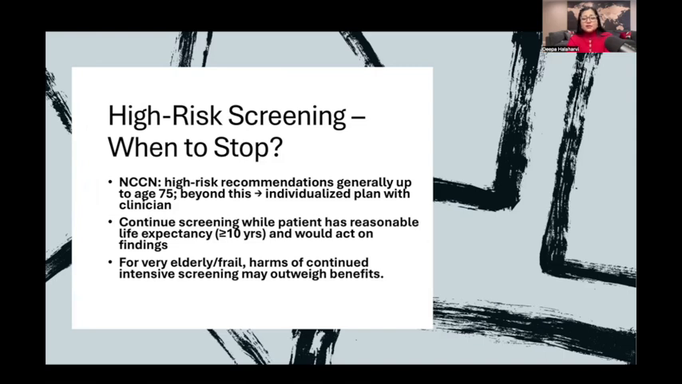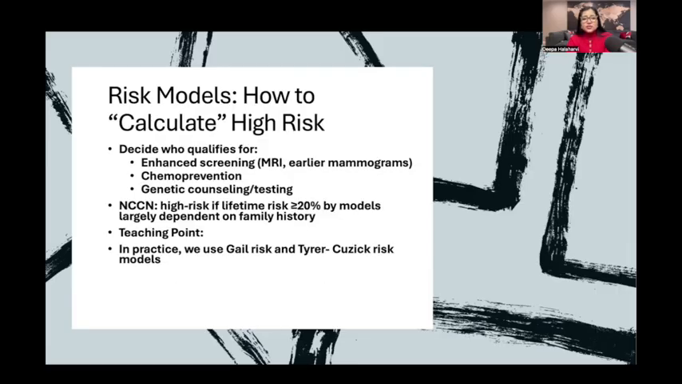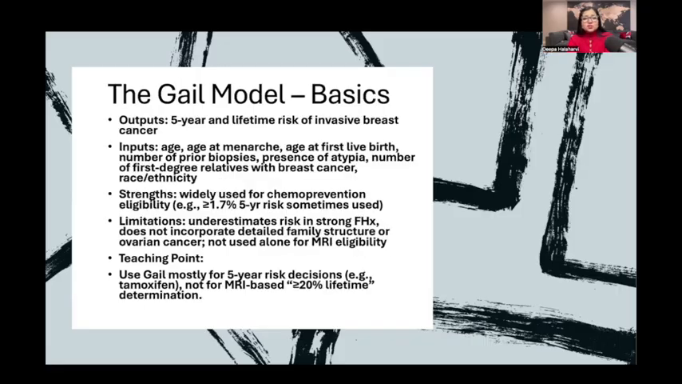For very frail elderly, the harms of continued screening may outweigh the benefits, and that's the whole point of that. So, talking about the risk models, they decide who qualifies for MRIs, chemoprevention, genetic counseling. There are a couple of risk models we'll go through.